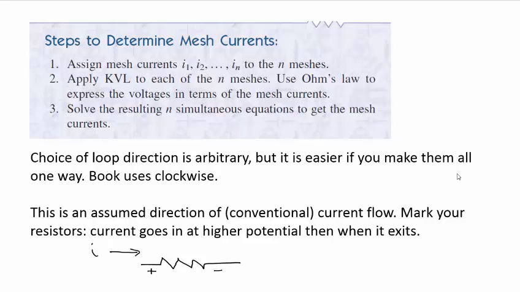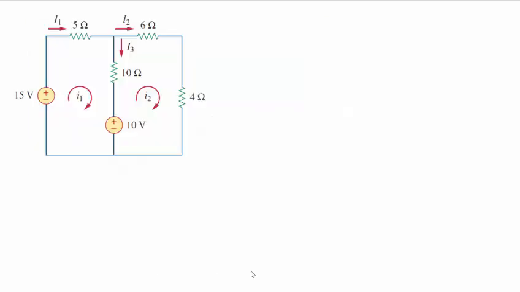Like I said, the choice of the loop direction is arbitrary, but it's kind of nice to make them all one way. When you get ready to analyze your circuit, there is an assumed direction of current flow, the direction that you draw your loop in, because that's a loop current that you're showing. Mark your resistors. If we're using conventional current flow, current goes into a resistor. The potential at the input side is higher than the potential at the output side. So go ahead and mark your resistors in your circuit. It helps you with doing the accounting of the signs.